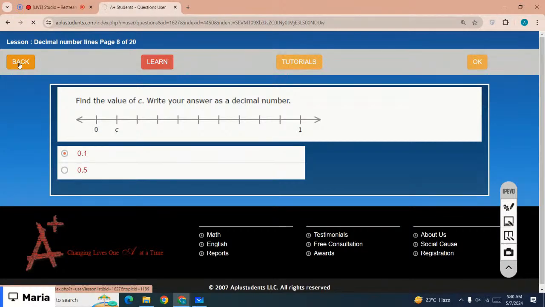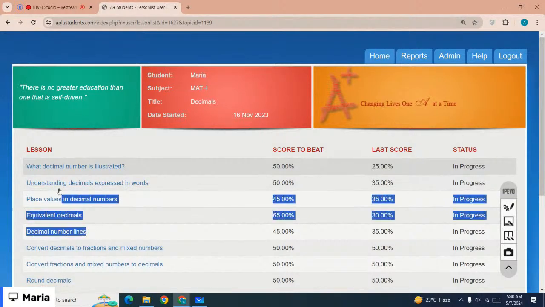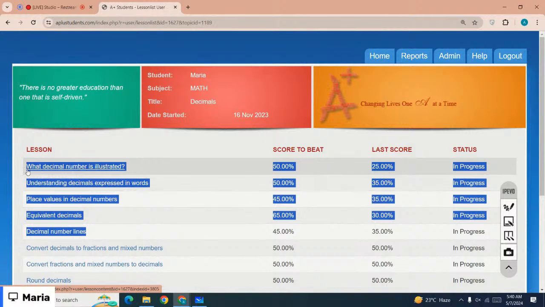So, we were working on grade 4 math. The chapter we were working on is decimals. The lessons we have covered today are: What decimal number is illustrated? Understanding decimals expressed in words, place values in decimal numbers, equivalent decimals, and decimal number line. So please make sure before the next session you complete all the practice questions for the lessons we did today. That is your homework until the next session, right?